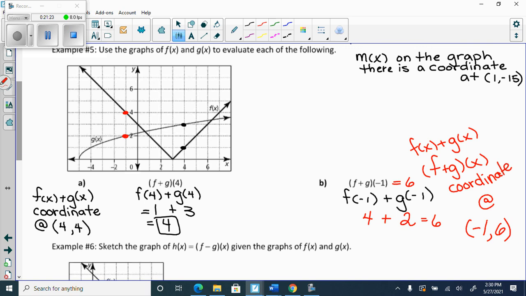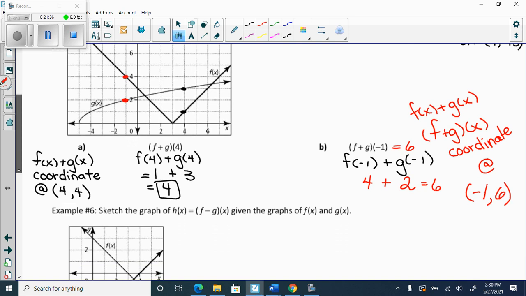No, I'm just proving the point that when we're actually finding this, that's what we're finding. We're finding the coordinate. Just one coordinate on the graph of f plus g. Okay. Very weird way to prove a point. Oh, Easton. Loud today, man.